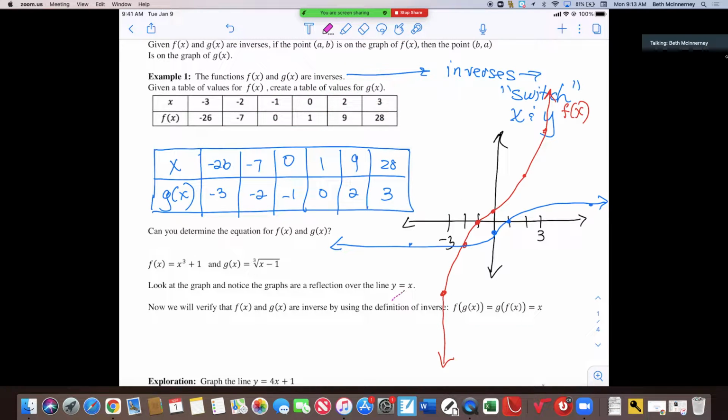Then do you remember from Algebra 2 that inverses are a reflection over the line y equals x? So if I'm given a table, a set of ordered pairs to find an inverse, I can switch x and y. Graphically, I could take f of x and reflect it over the line y equals x, and in an equation, I can switch x and y and solve for new y.